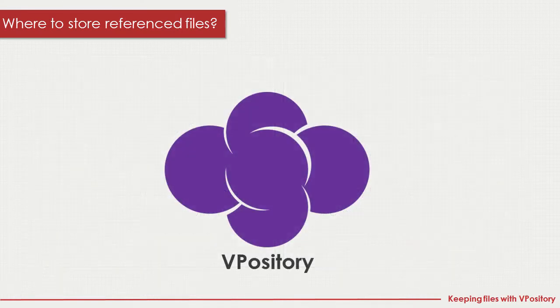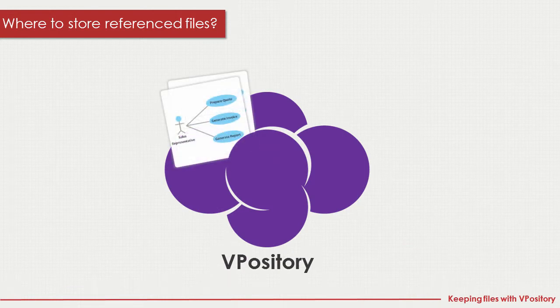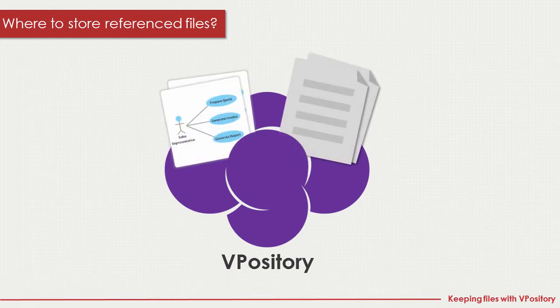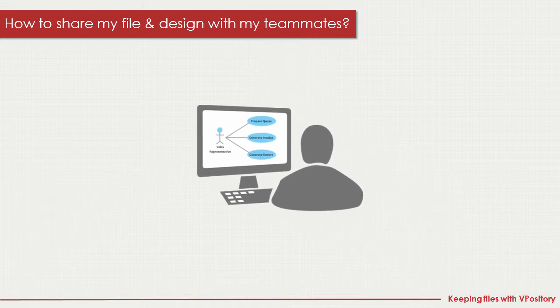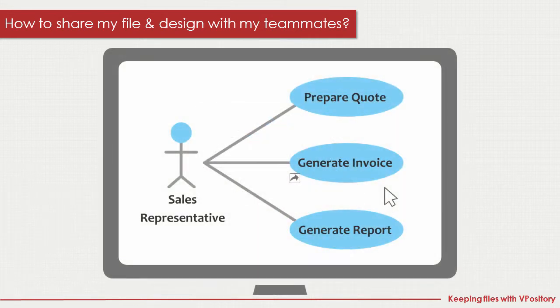To solve this problem, VPository helps you to store both the design and the files in the server. So when you commit and check out the projects, you get all the design and files together. With the VPository, you can share your design and the file by committing to the VPository server. And when your teammate checks out the project, he will get both the design and also the reference file. So he just wants to see the sample of the invoice.